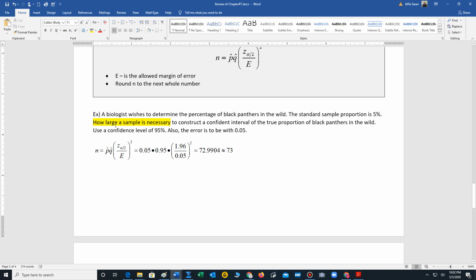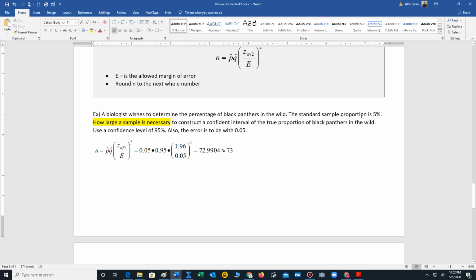So here's our example. A biologist wishes to determine the percentage of black panthers in the wild. The standard sample proportion is 5%. So this is what we're going to use. This is our p-hat, 5%. How large a sample is necessary, that tells us we're looking for n, to construct a confidence interval of the true proportion of black panthers in the wild. Use a confidence level of 95%. Also, the error is to be within 0.05.